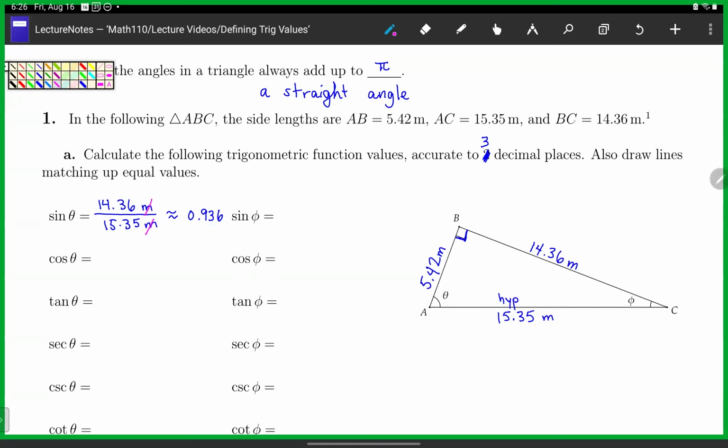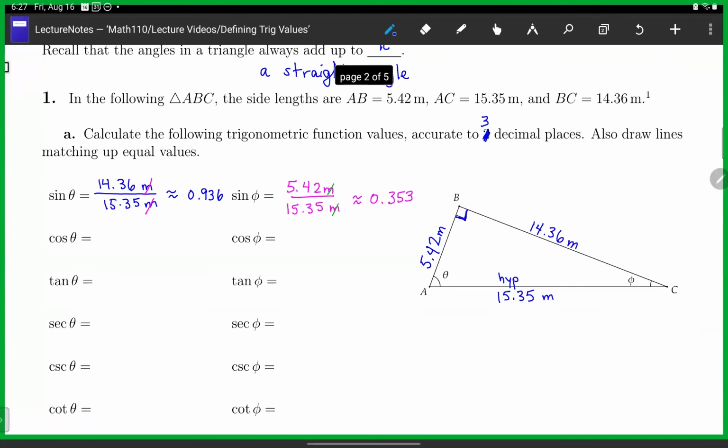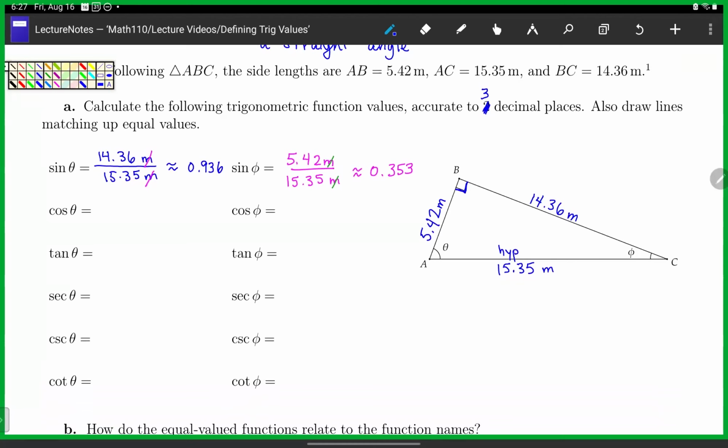In contrast, the sine of phi, phi is at angle C here. And so opposite over hypotenuse for that, the opposite is 5.42 meters divided by the hypotenuse, 15.35 meters, which is approximately 0.353. And again, those meters are going to cancel each other out. Okay, so why don't you take the time to pause the video and write in what the rest of these 12 numbers are, and I will do the same.